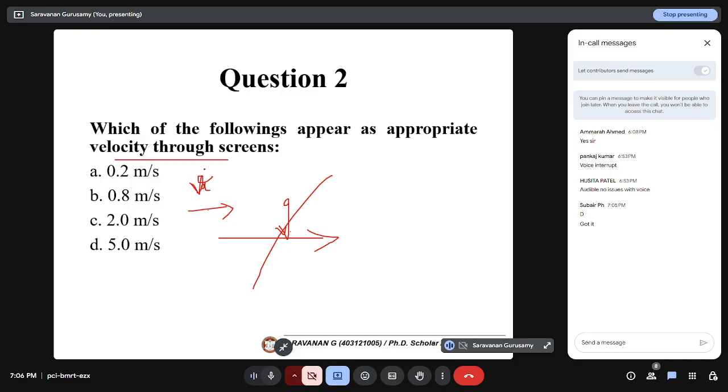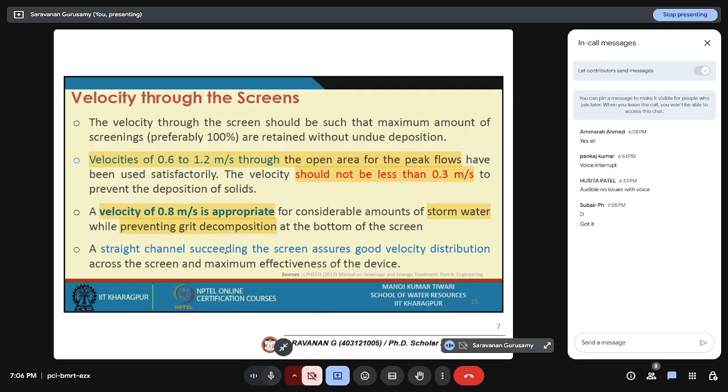So they are asking what should be the appropriate velocity through the screen. How much will it be? 0.8 meter per second, right? Velocity will be 0.6 to 1.2, but we can use 0.8 meter per second. Please remember these small values. That is very much important if you are designing any sewage treatment plant.